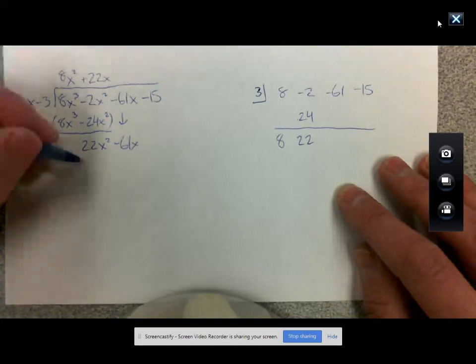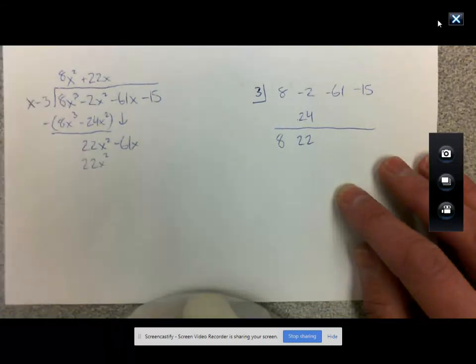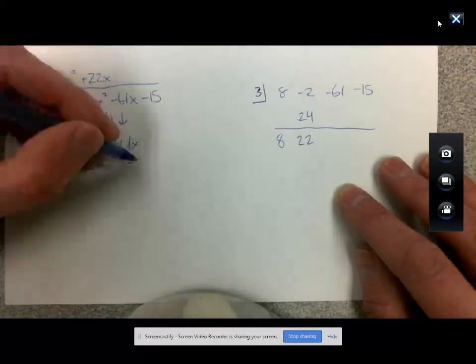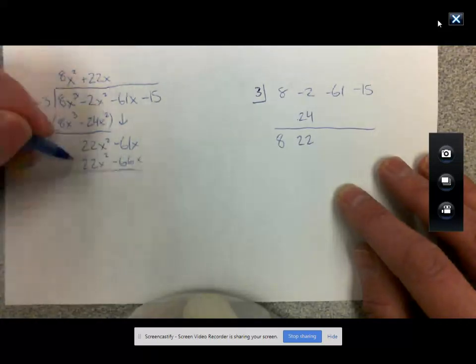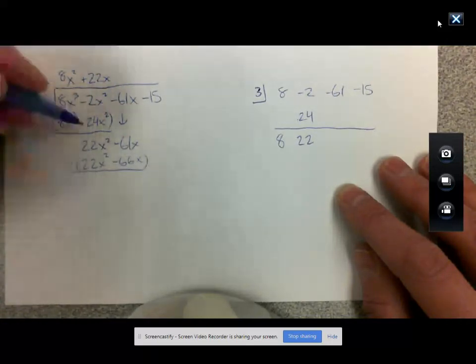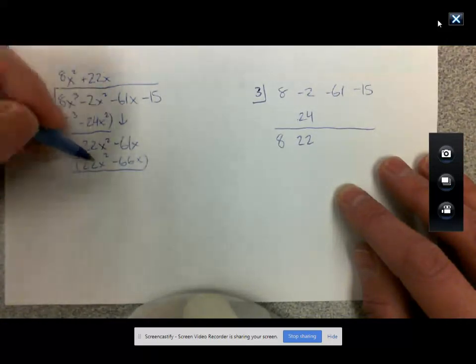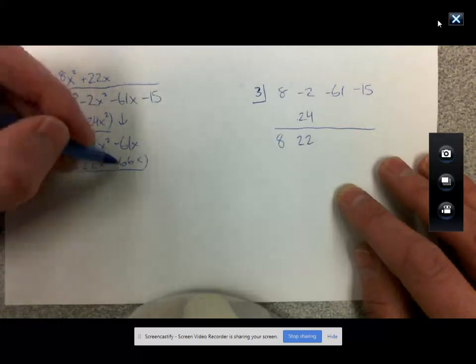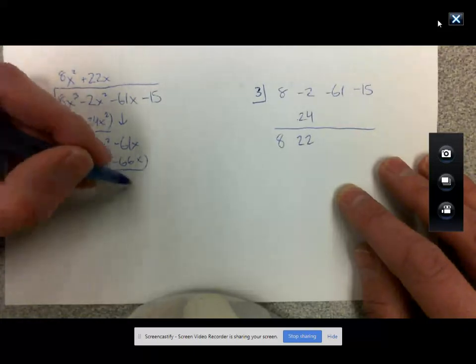22x times x is 22x squared. 22x times minus 3 should give me a minus 66x. Subtracting, 22x squared minus 22x squared is 0. Negative 61x minus a negative. So again, I'm subtracting a negative. That's like adding 66. I get 5x.